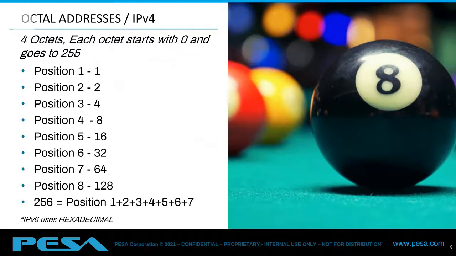Position 1 is the first one. If we double it, we get to 2. If we double that, we get to 4. If we double that, we get to 8. If we double it again and again, we can get all the way to 128. And if we add them all together, we have 256 total positions.